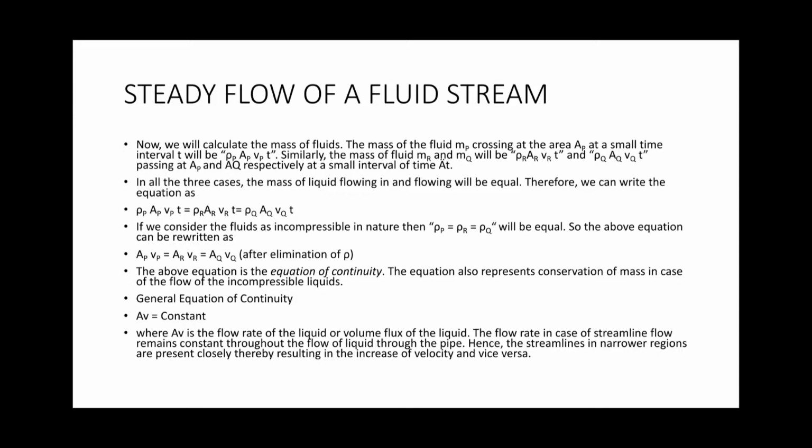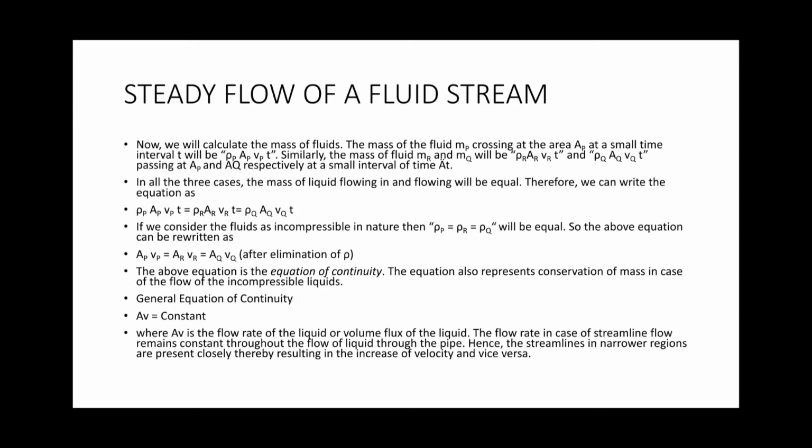In all three cases, the mass of fluid flowing will be equal. Therefore, we can write the equation as rho sub P, A sub P, V sub P times t is equal to rho sub R, A sub R, V sub R times t is equal to rho sub Q, A sub Q, V sub Q times t. If we consider the fluid as incompressible in nature, then rho sub P is equal to rho sub R is equal to rho sub Q.